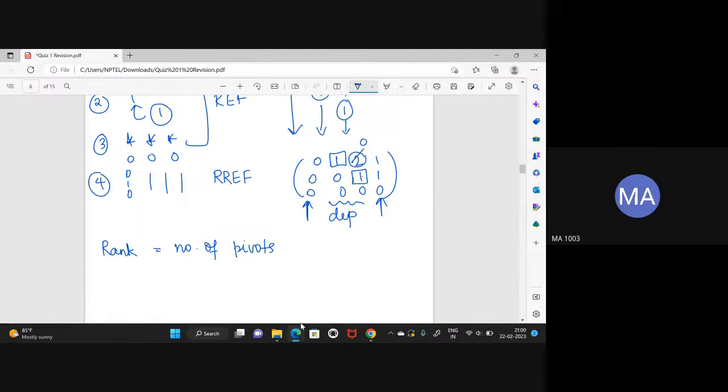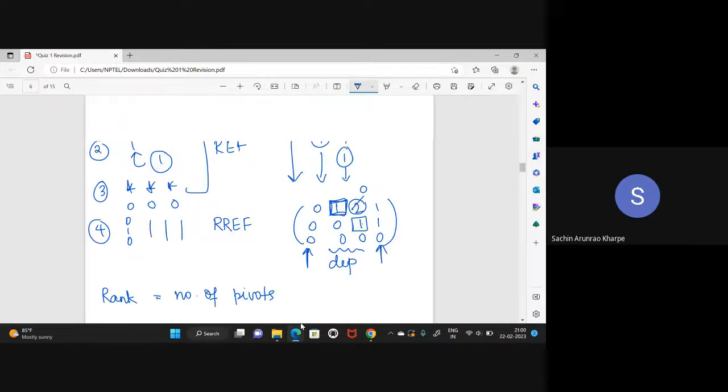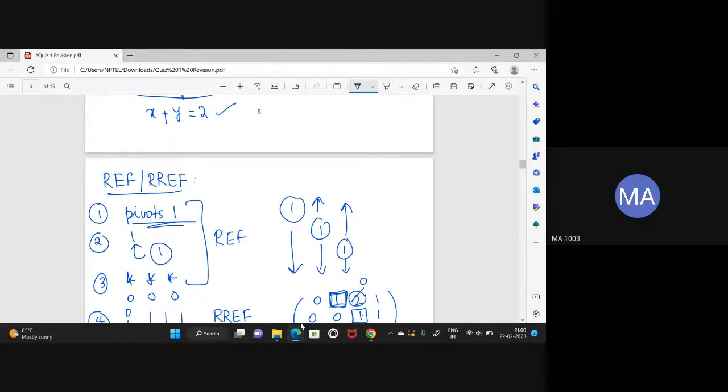Ma'am, could you please explain regarding dependent and independent variables? Yeah. So columns containing the pivots correspond to dependent variables, because when you have a pivot, you're going to get the value of that variable from that equation. What does the term pivot exactly mean? The first non-zero entry. Yes, the leading non-zero entry of each row is called a pivot. You make it one by doing an elementary row operation.